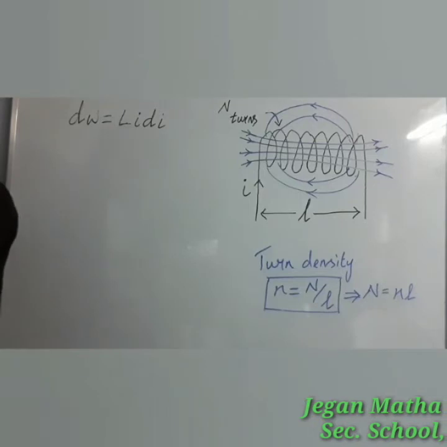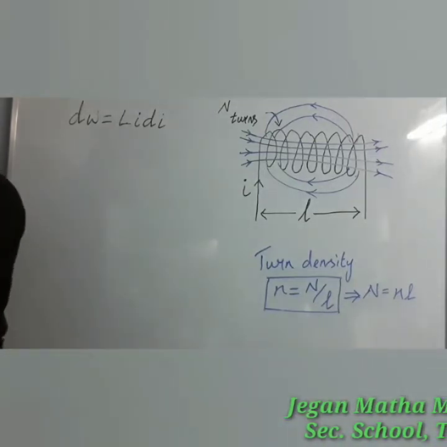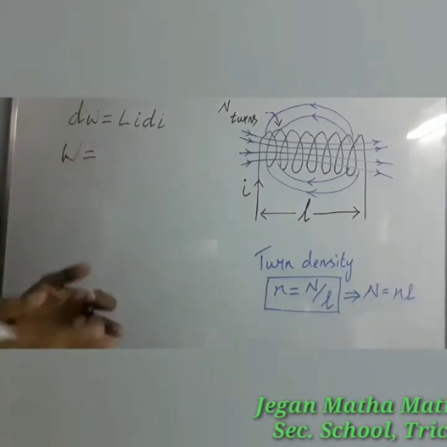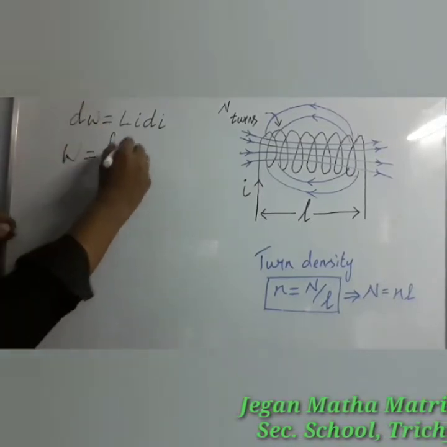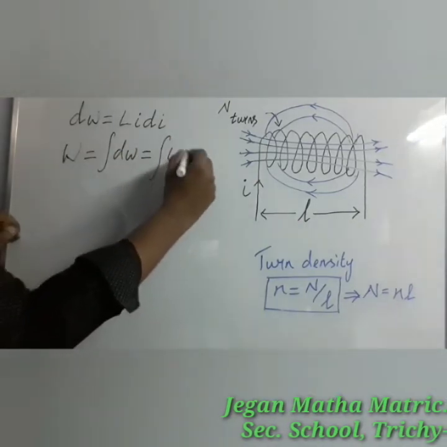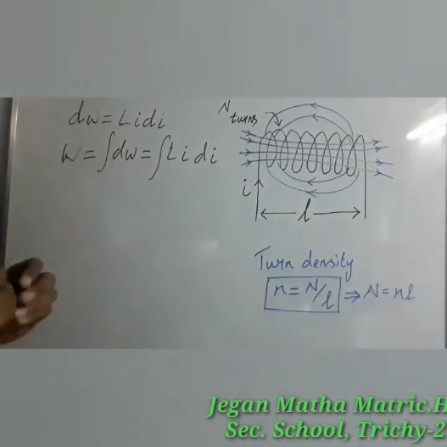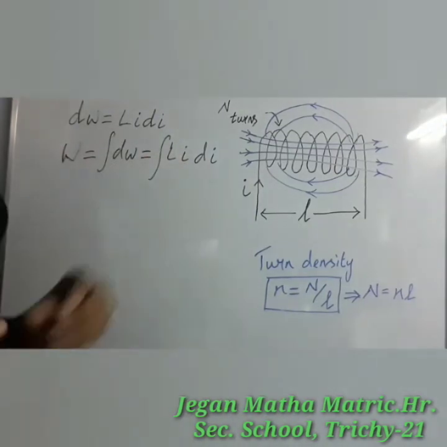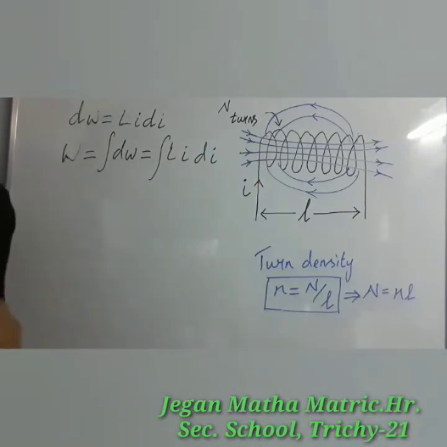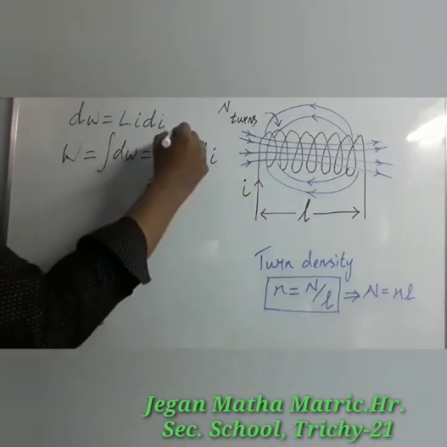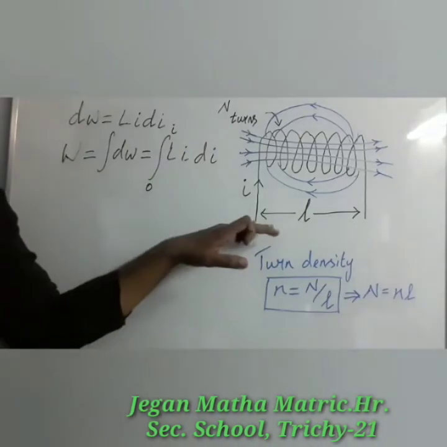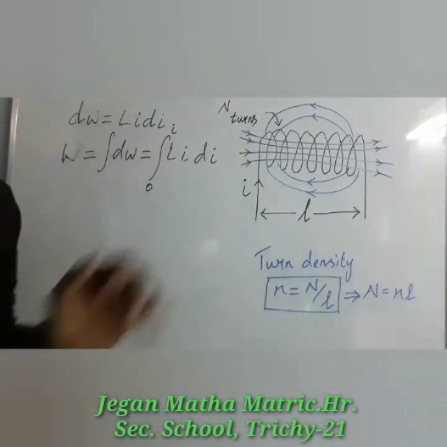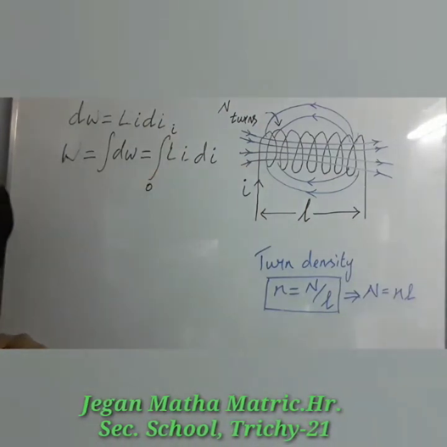The total work done in establishing the current I is given by W. The total work done can be obtained by integrating this value. So the integration of dW is equal to the integration of L I dI. L is the self-inductance value, a constant, so it can be taken outside. I dI is to be integrated. Here you have to apply the lower limit and the upper limit, from 0 to I, since the current is established up to the value I. So 0 to I.